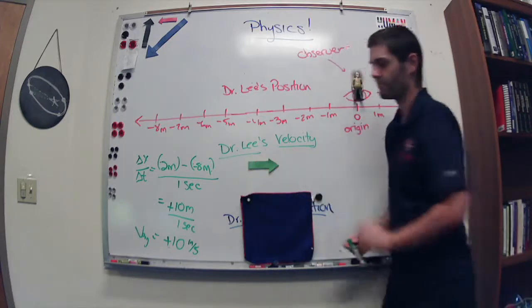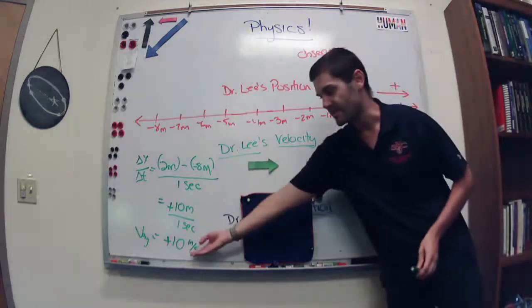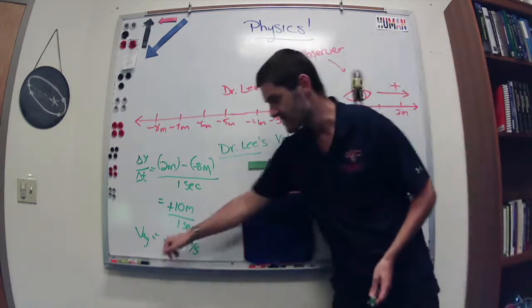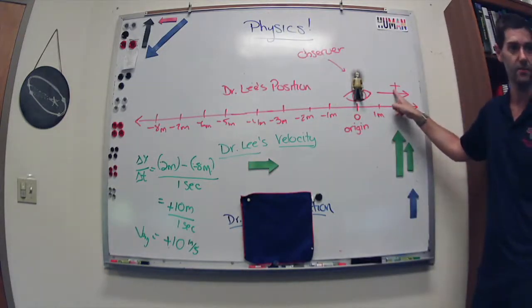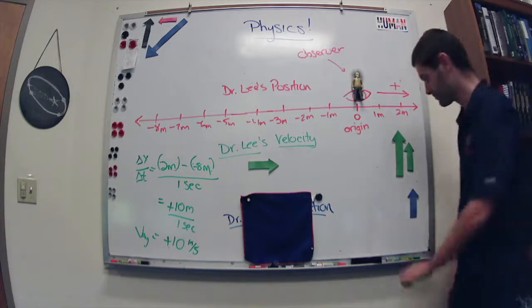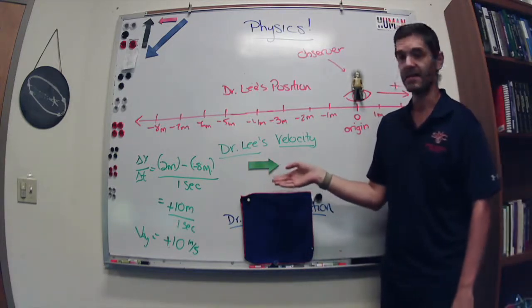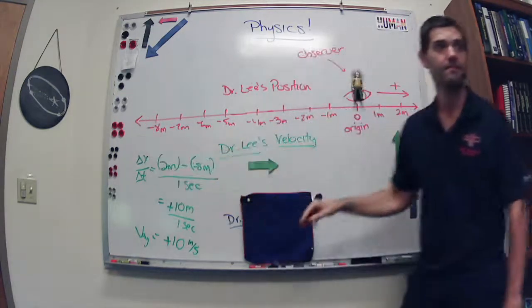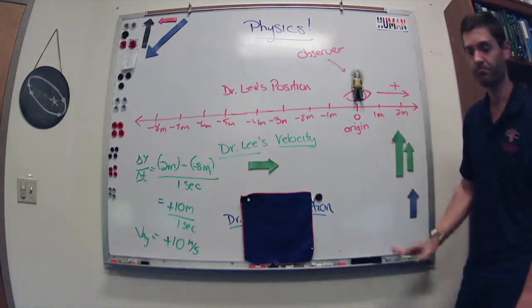So again, I might put the arrow like that. Again, the magnitude, it's 10 meters per second. In what direction am I moving? Since this is positive, I'm moving in the positive direction, in this case, for this coordinate axis. As is determined by my initial position being at -8, and my final position being at +2.